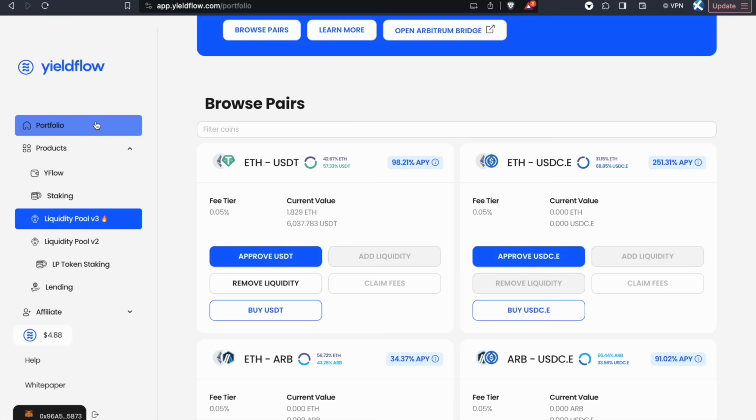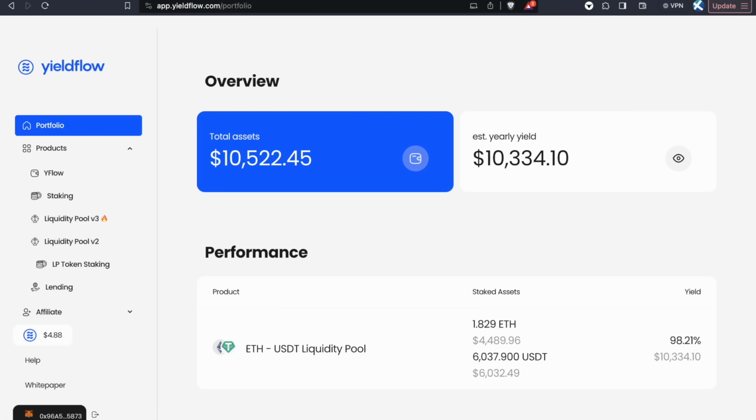But if we check in on the stats for the portfolio, right now, total assets are $10,522 plus that $600 still in the wallet. So not too shabby after 9 to 10 weeks.